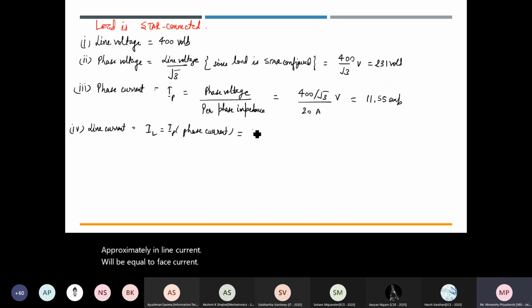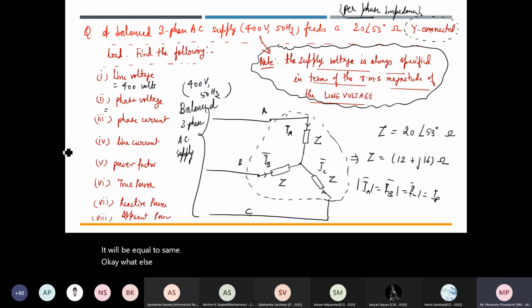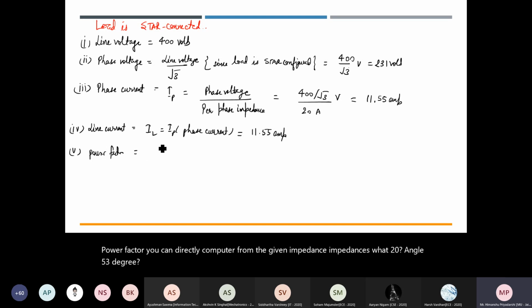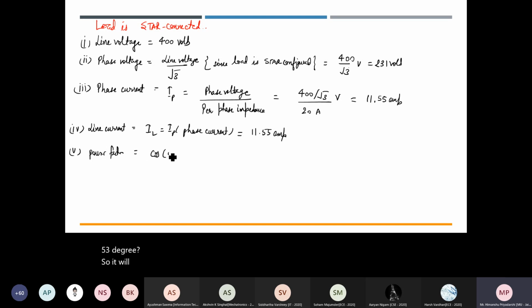It will be equal to same. Okay, what else are they asking? Power factor. Power factor you can directly compute from the given impedance. Impedance is 20 angle 53 degree. So it will be cos 53 degree. Since the load is inductive, it will be 0.6 lagging.